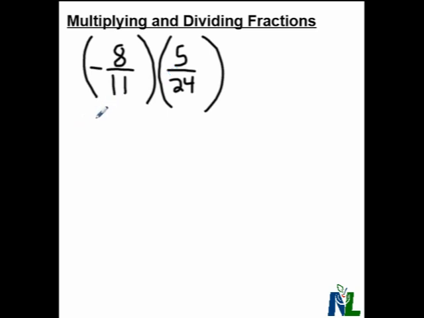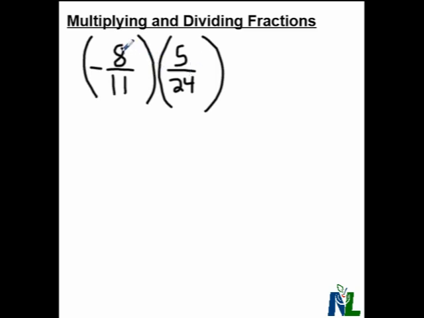Well, before I move on and start to solve this, it's really useful to try and simplify the two fractions that you have before multiplying them together. And to do that, we look for common factors that exist between the numerators and the denominators. And it doesn't matter if they're within the same fraction or if they're in different fractions. So first of all, let's look at 8 and 11. No, there's no common factors there, so I can't simplify this. 5 and 24, same thing, no common factors, can't be simplified.